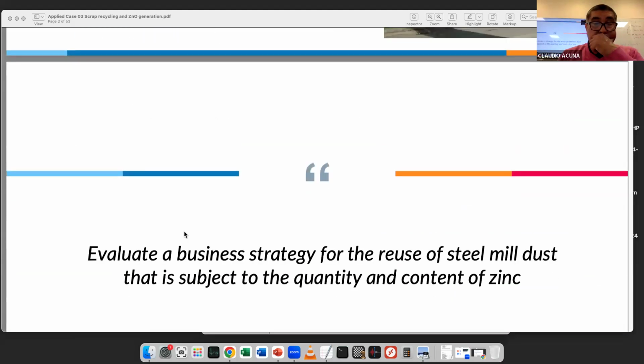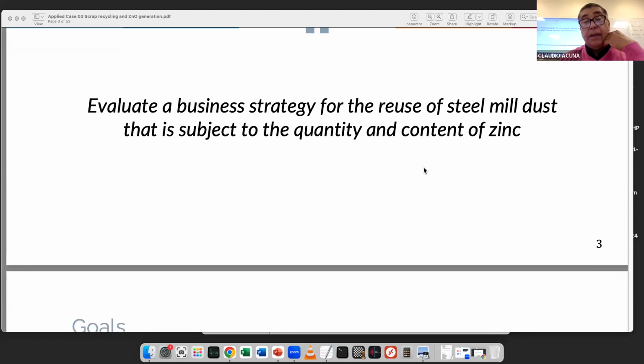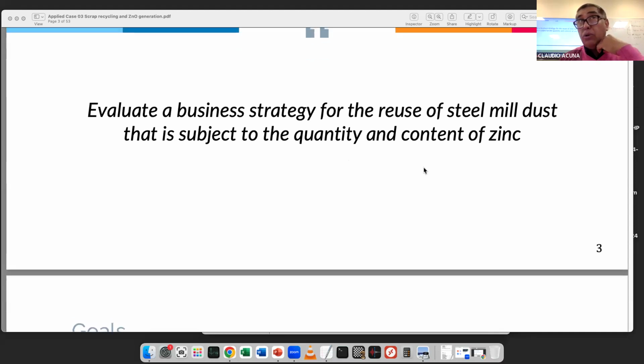So this is Gerdau. So here we evaluate a business strategy. Actually, it's process design because we are presenting that for the investors. Yes. To reuse steel mill dust, subject to the quantity. It contains zinc at the end. So what is the step that we need to know now when we're doing a project?